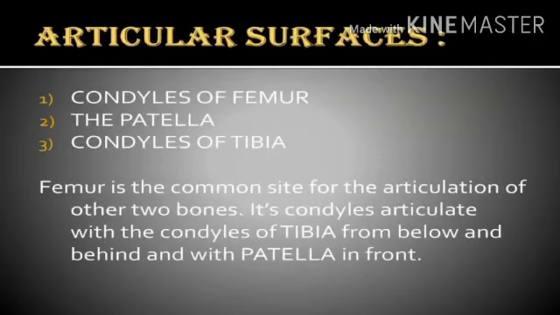Articular surface: condyles of the femur, the patella and condyles of the tibia. So here we come to know that the femur is the common site for the articulation of the other two bones. Its condyles articulate with the condyles of the tibia from below and behind, and with the patella in front.